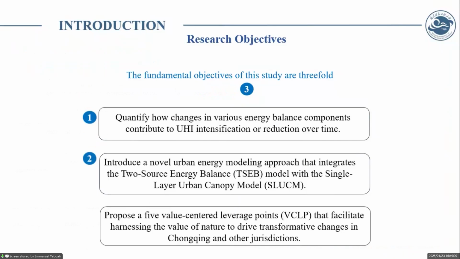We are going to introduce a novel urban energy modeling approach that integrates the two-source energy balance model with the single-layer urban canopy model. That means a new method that has not been used before. This is the first time that we are going to integrate these two methods. Then we move on to proposing a 5-value centered leverage point that facilitates harnessing the values of nature to drive transformative change in Chongqing and other jurisdictions. It is basically a policy system that helps to mitigate UHI, in other words.